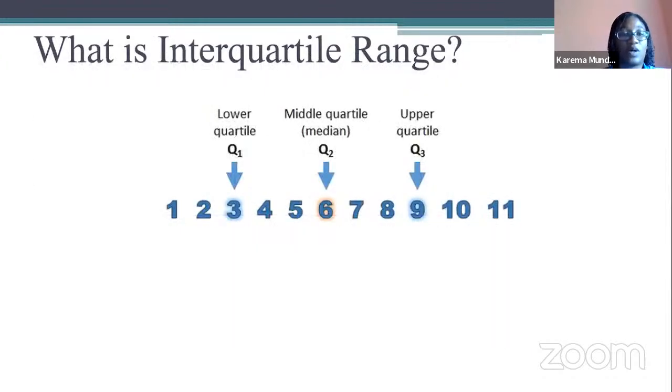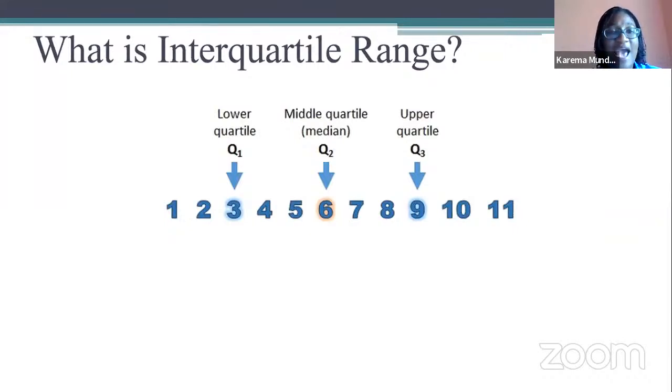Now let's look at this one. Same example. Are we seeing our upper quartile? What's our upper quartile value? Someone type it in the chat quickly. What's our upper quartile for this data set? Nine, beautiful. What's our lower quartile?